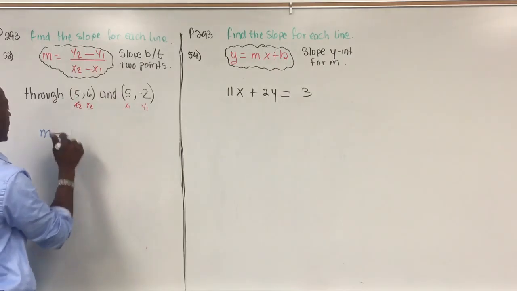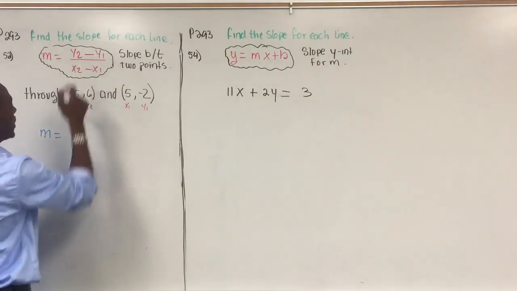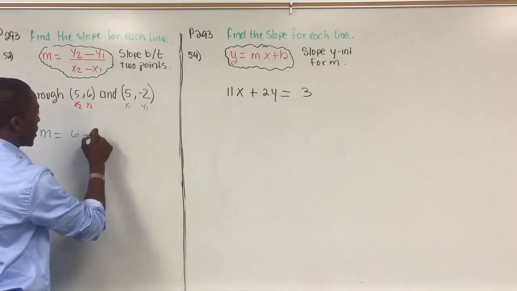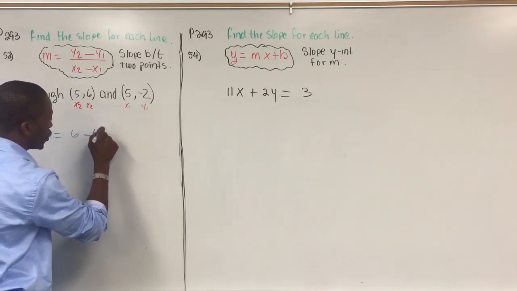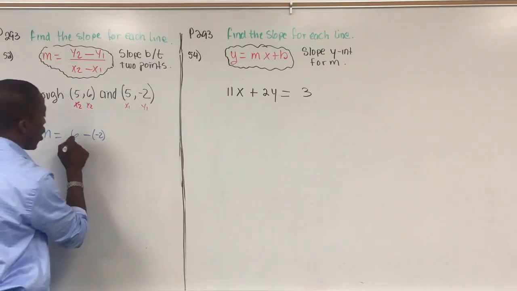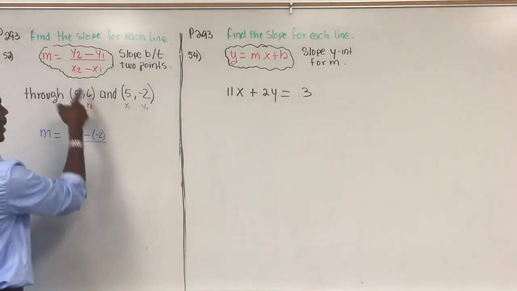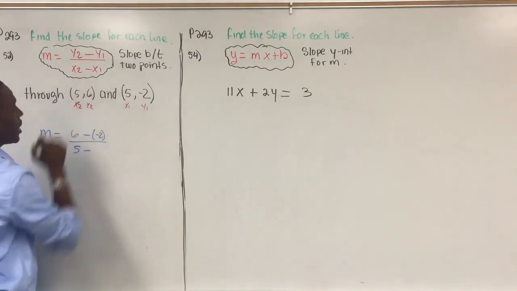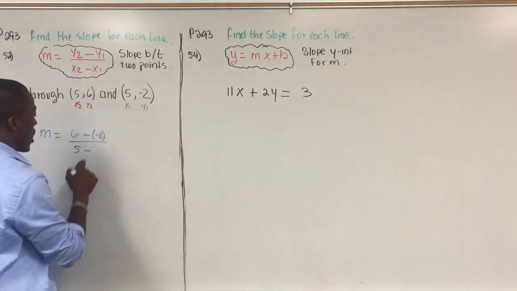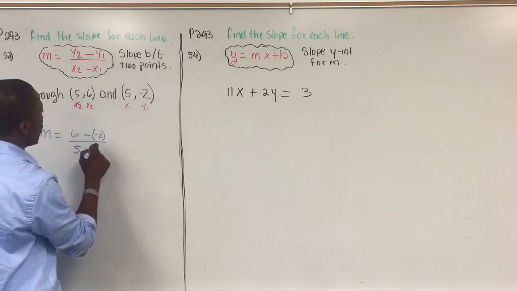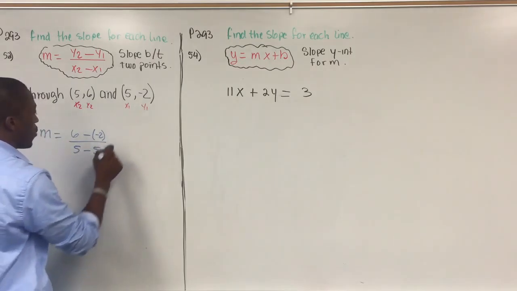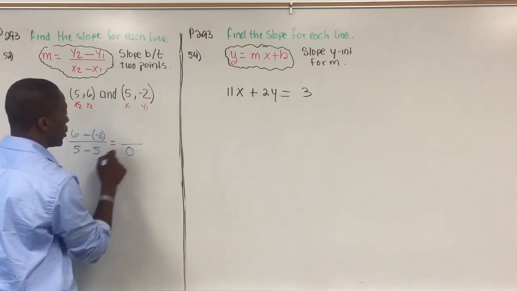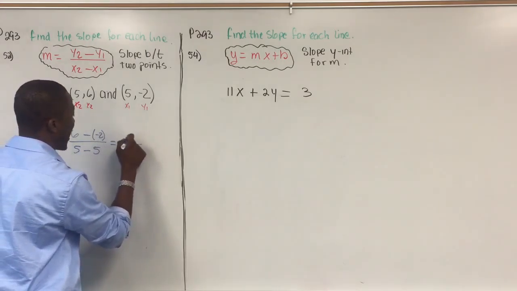y2. So y2 is 6, so I'm gonna put in 6 minus, it comes with a minus, and then I'm gonna look at my y1 and say minus 2, because y1 itself is minus 2, over x2, which is 5, so I'll say 5 minus, because it comes with a minus, and then x1 is 5. So in this case they're both 5, and what we're gonna end up with, in the bottom we'll have 0, and on the top it's going to be 8.